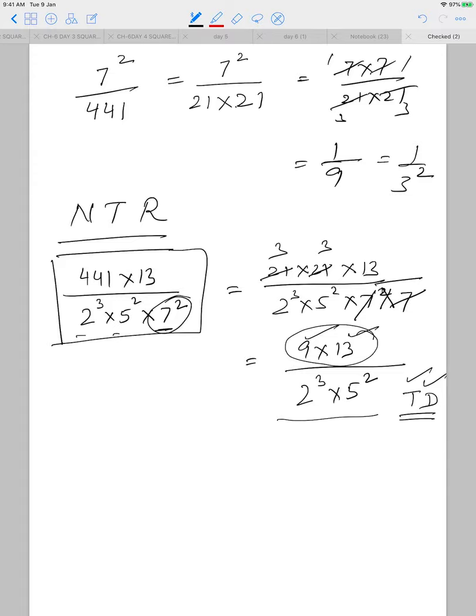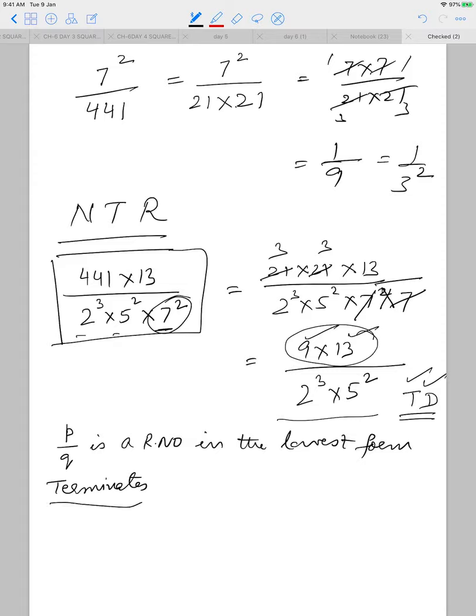Now suppose I want to generalize this statement. The statement is: if p by q is a rational number in the lowest form, and this is given to us in the lowest form, whose decimal expansion terminates, what can you say about the denominator of this rational number? Your answer, if you say it in statement form, should be that it has the powers of 2's and 5's only.